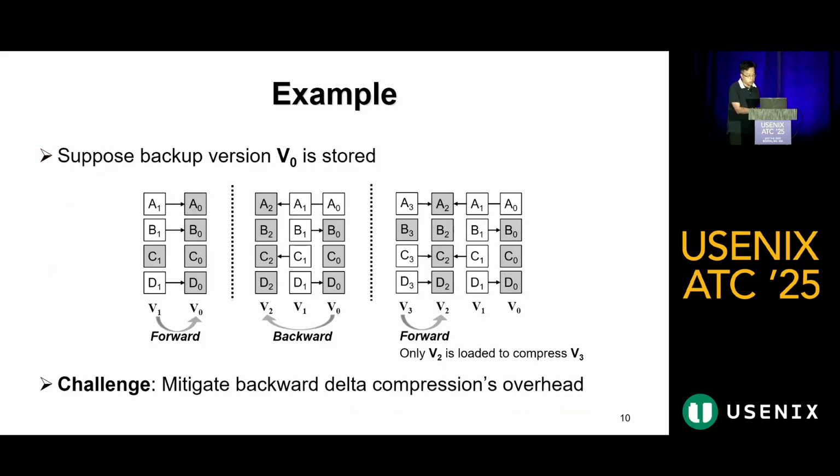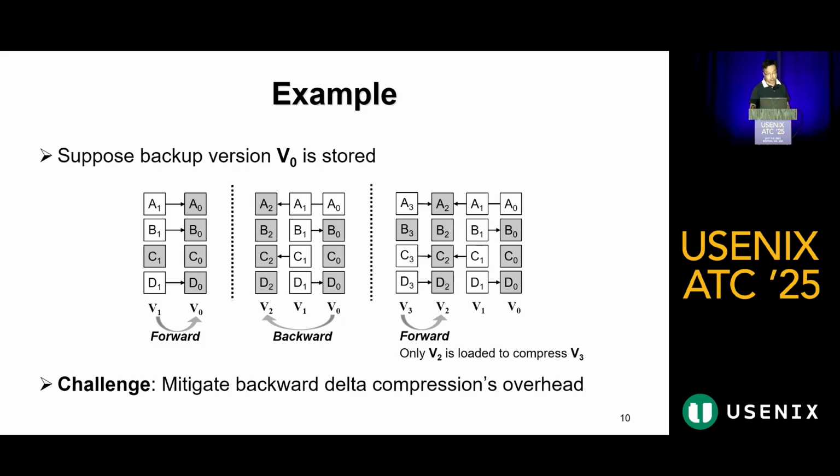Let me give you an example here. Suppose that backup version v0 is stored, and when you store the new version v1 and you apply delta compression, each new chunk will use the old chunk as the base chunk, and you delta compress the new chunk with respect to the old chunk. Now, when you store a new backup again, v2, you can actually use the new chunks here as the base chunk and delta compress the old chunk with respect to the new chunks. In this case, this is the backward. And you can do backward and forward in a hybrid manner.